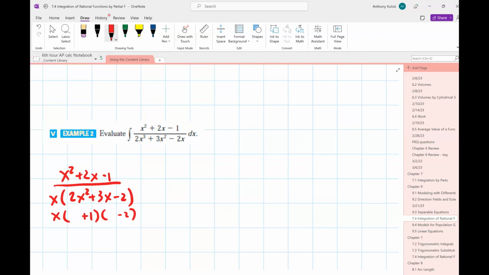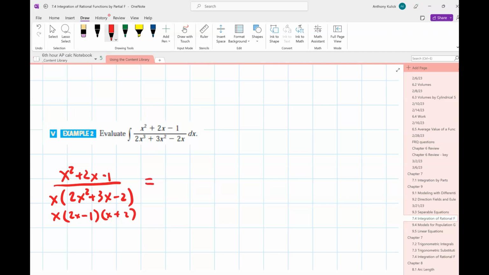So let's see, I need the 2x to multiply the 2. That'll give me a 4x, and then the x times the -1 will give me a -1x, and that'll give me the 3x in the middle, right? So I just kind of guessed and checked it. You could do it the long way if you wanted to. Boo. I'm going to just guess and check it because the numbers are really easy.